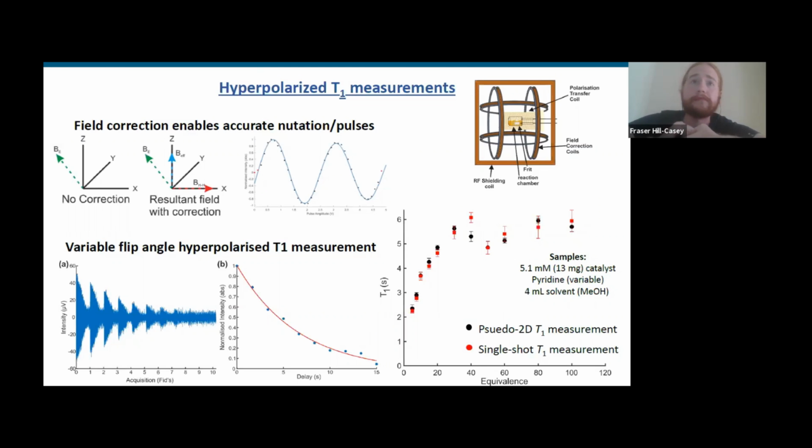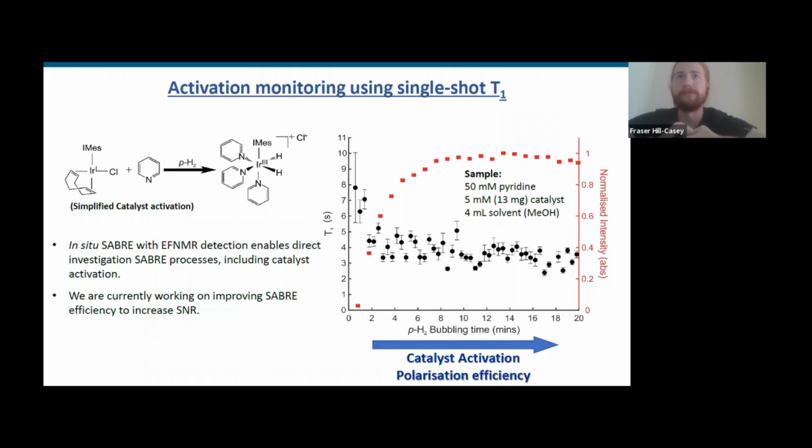Next slide, please. The rationale for trying to do this is to look a bit more into the chemistry and the physics of what's going on during the activation process. So on the top left is a simplified catalyst activation process. In a typical SABRE experiment, you'd start with some description of pre-catalyst, which you then activate via the addition of substrate and parahydrogen. And over time of parahydrogen bubbling, it would become active.